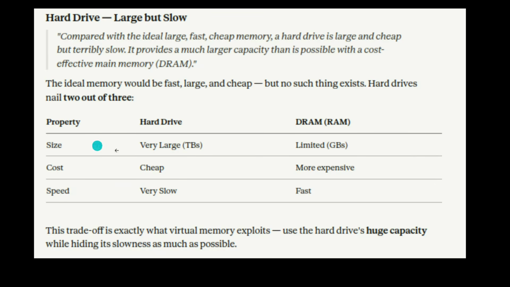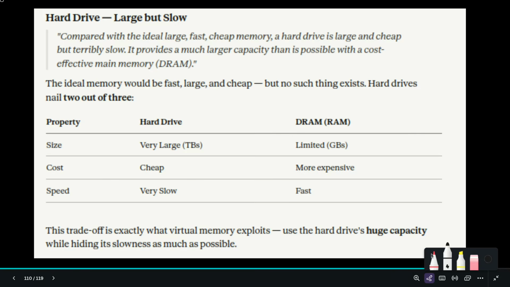Now let's talk about this hard drive. The hard drive is actually very large, and it is cheap, but you have to understand that its speed is very slow. Sorry, this is about the DRAM. There is a difference between the hard drive and DRAM that we have to understand.